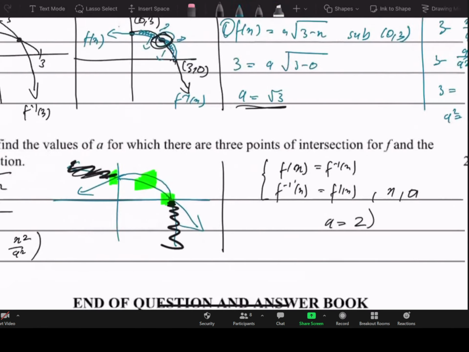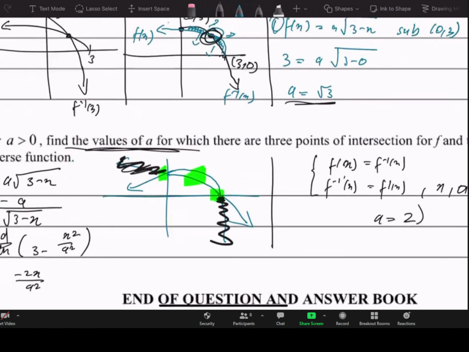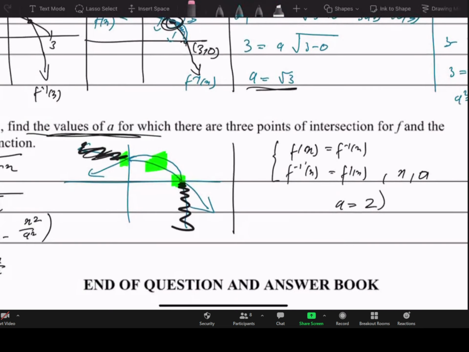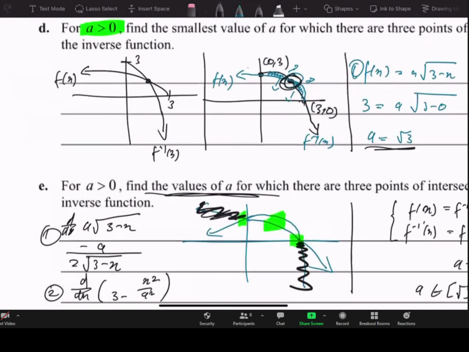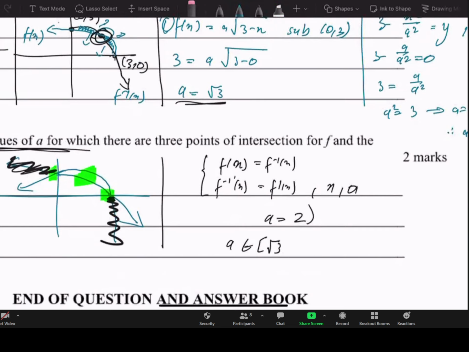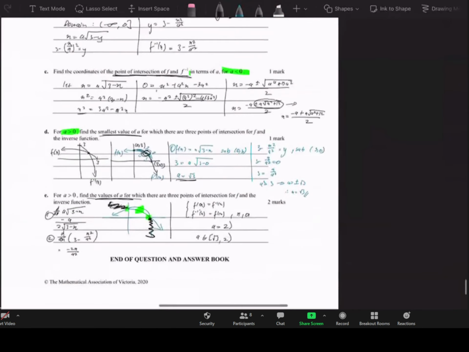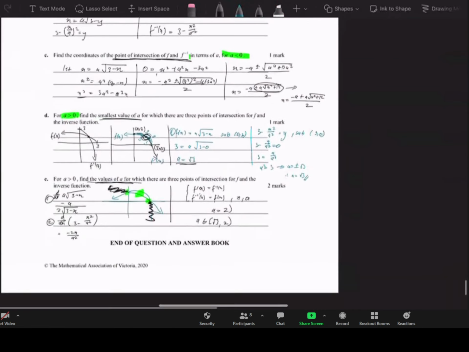So since a is less than 2, the range of values for which there are 3 points of intersection would be when a is an element of, root 3 inclusive, because as we found in part D, that's the smallest value for which there are 3 points of intersection. But the 2 is not inclusive because once it's 2, that middle point disappears. So that's the question. I hope that made sense.